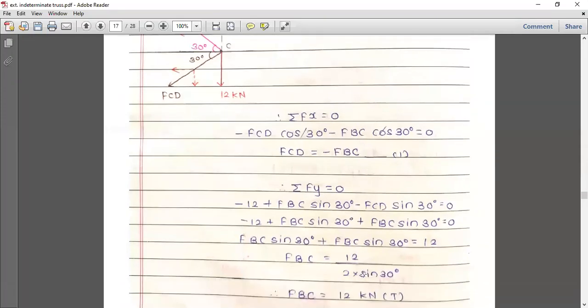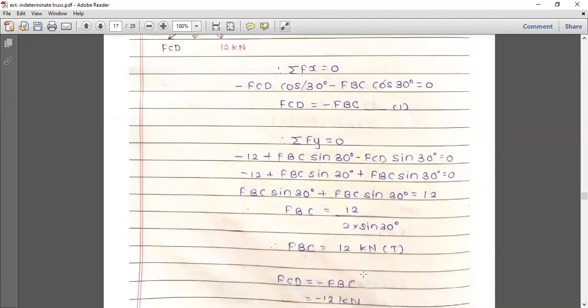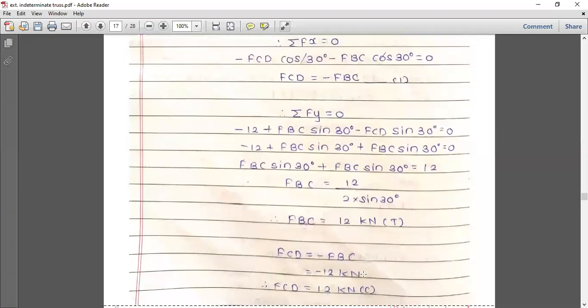So here we are getting the force in member BC. FBC we are getting positive. Positive means the assumed direction is correct. The assumed direction is tensile. Okay.